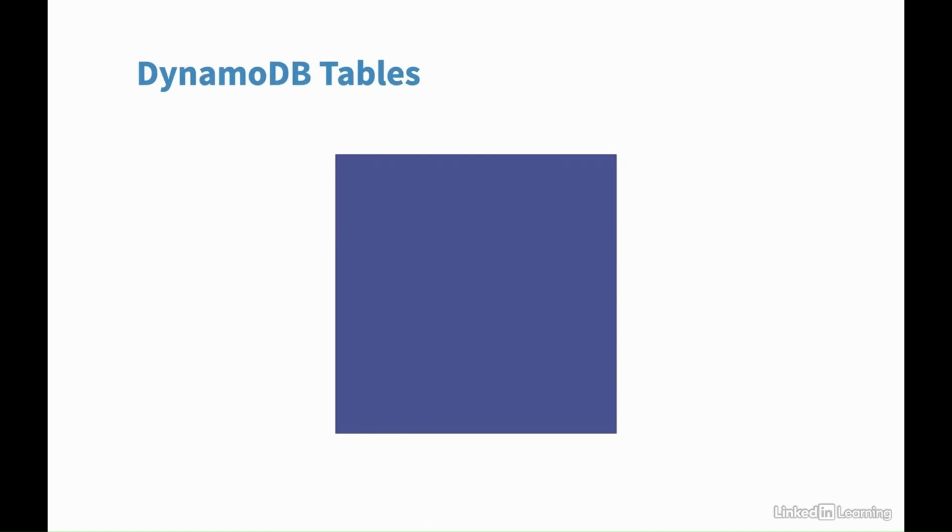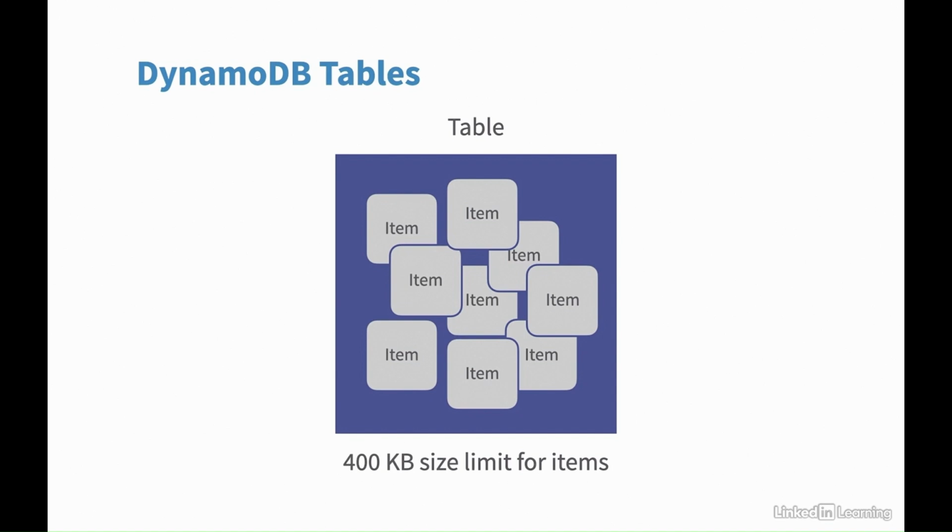The primary artifact of DynamoDB is the table. You can almost think of this as equivalent to a bucket in S3. It's not like a table in a relational database. It's a place to store objects. You can have as many of these tables as you want. And within a table, you'll create records, which AWS calls items. Items cannot exceed 400K in size.